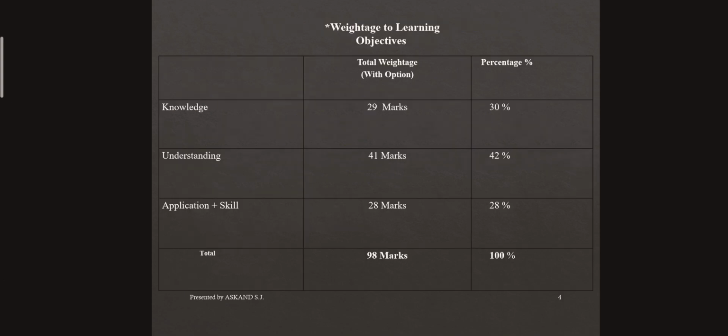Now, the weightage of learning. Your paper is actually based on your knowledge, your understanding level, and your application and skill level. Knowledge based questions will be 30%, understanding will be 42%, and application and skill oriented will be 28%. So out of 98, 29 marks will be for knowledge based questions, 41 marks for understanding based questions, and 28 marks for application based questions.